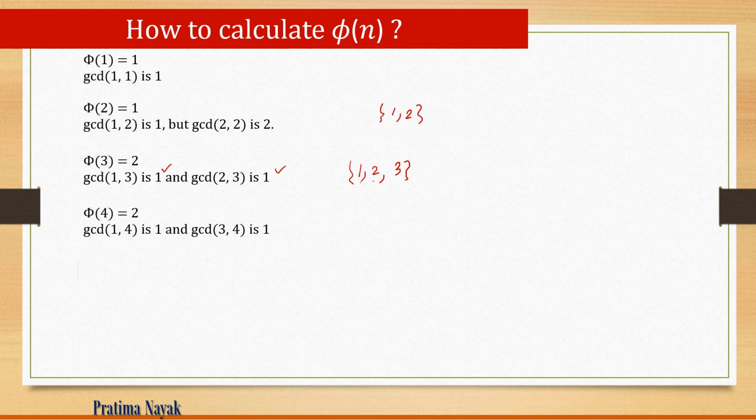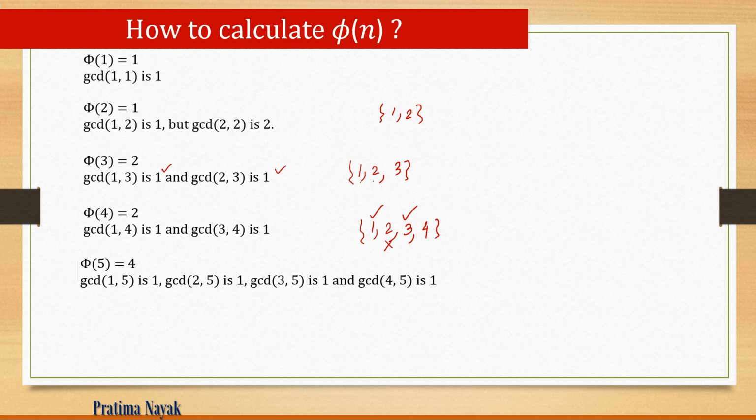Phi of 4. For phi of 4 we take 1, 2, 3, 4. So 1 and 4 are co-prime, so 1 is counted. 2 and 4, 2 is not counted. 3 and 4, again it is counted. So phi of 4 is 2.